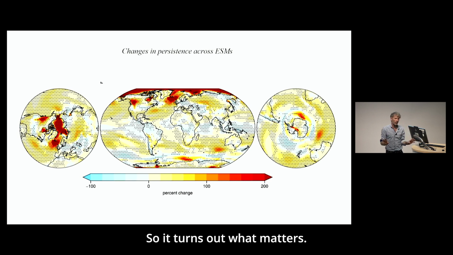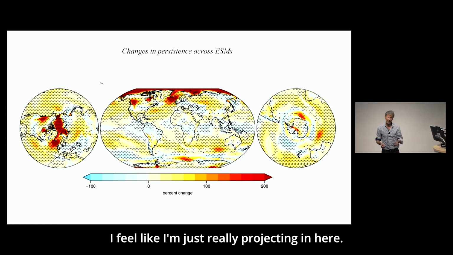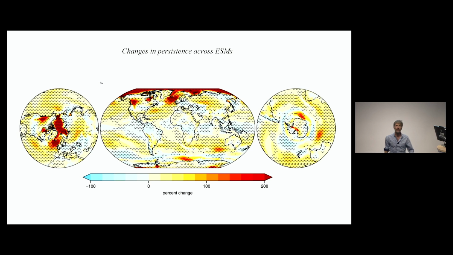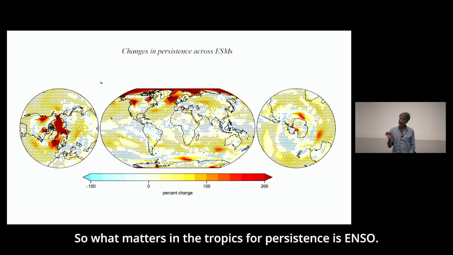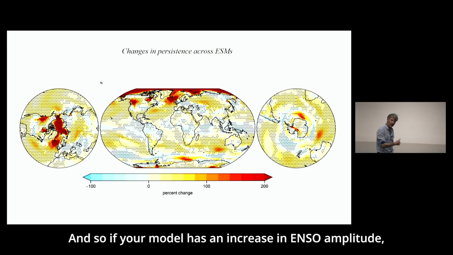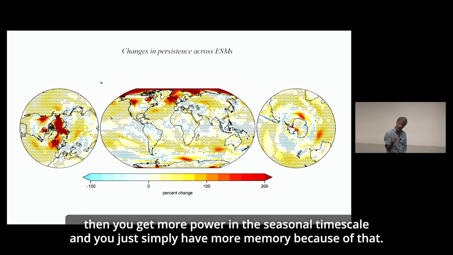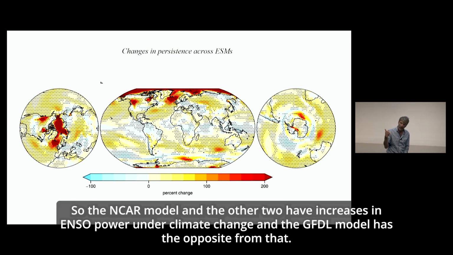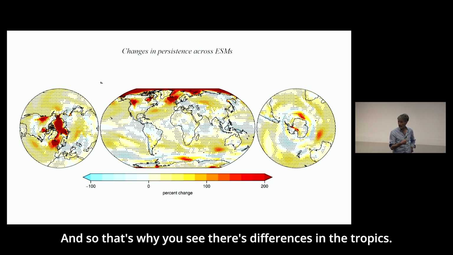So what matters in the tropics for persistence is ENSO. And so if your model has an increase in ENSO amplitude, then you get more power on the seasonal time scale, and you just simply have more memory because of that. So the NCAR model and the other two have increases in ENSO power under climate change, and the GFDL model has the opposite from that. And so that's why you see those differences in the tropics.